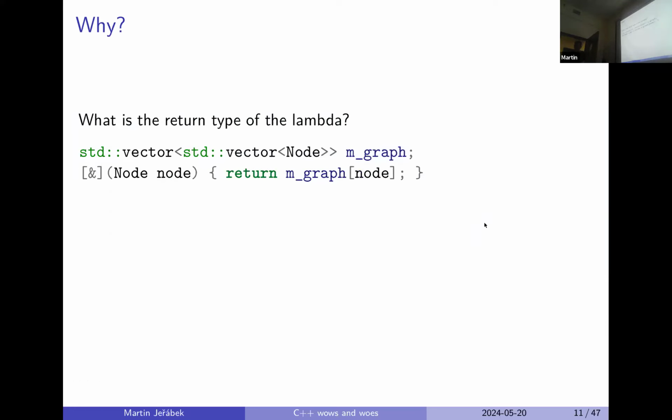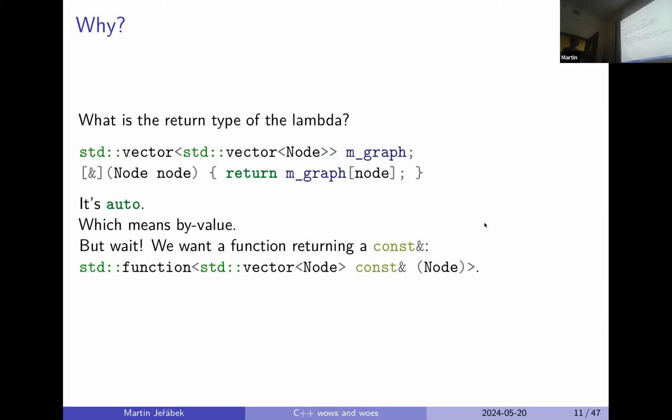Let's look at the return type of the lambda. What is the return type of the lambda? It's auto, which means by value. But we want a function that returns a const reference to vector, and we have a function that returns the vector by value. And it shouldn't be possible, right? Why does it do that?